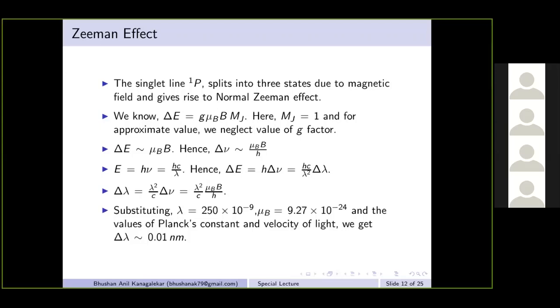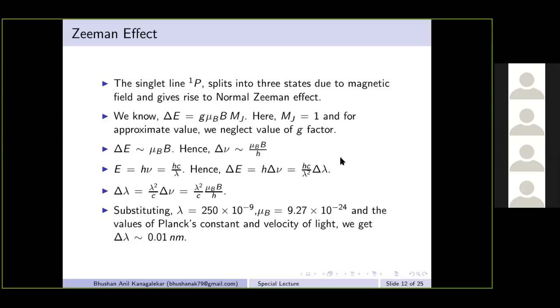So mu B B is the splitting in the energy level, delta E. So delta nu is mu B B by h. I have derived it over here: E is equal to h nu, which is hc by lambda. So delta E is h delta nu. And if I differentiate hc by lambda, I get hc by lambda square delta lambda.